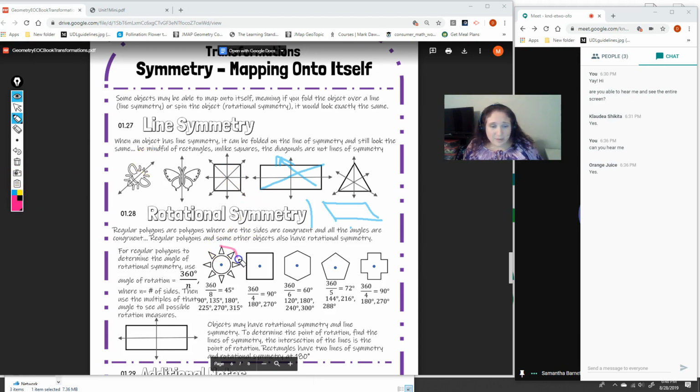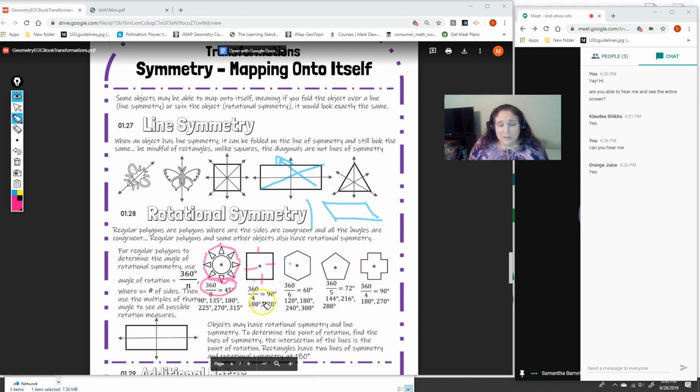If I connect these vertices, you get a perfect octagon. So that allowed me to use the rule of 360 divided by 8. Here, all these sides are the same. It's a square, 360 divided by 4, hexagon, pentagon, etc.